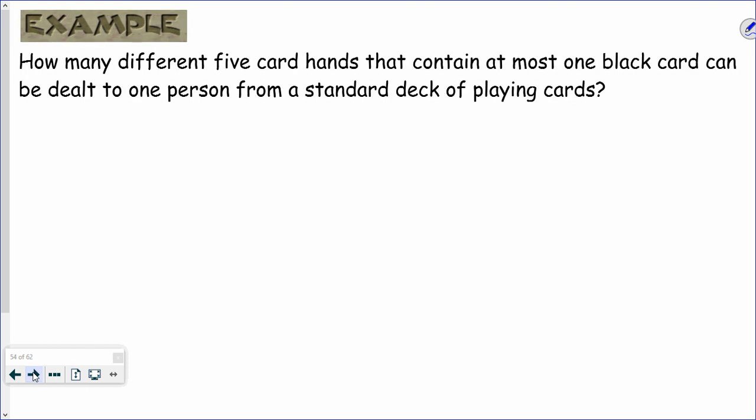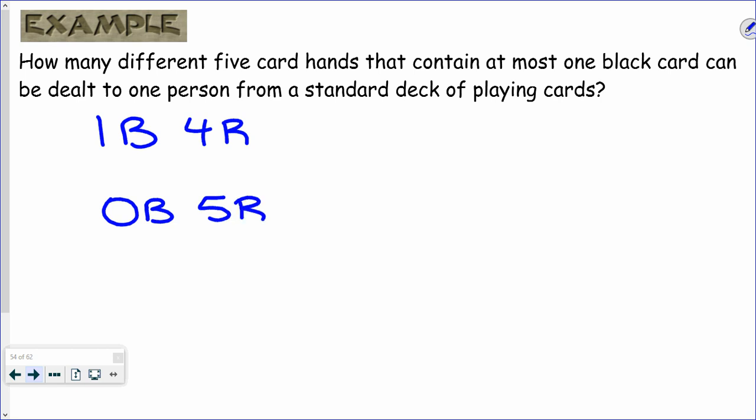All right. The next example basically says that I'm trying to make five card hands that contain at the most 1 black card can be dealt. So at the most 1 black card means at the most I have 1 black card, or I could have no black cards. If I have 1 black card and I'm making 5 cards, it means that there must be 4 red. And if I have no black cards, it means there must be 5 red. So this one's 2 options, right? It's either 1 black, 4 red, or it's no black and 5 red.